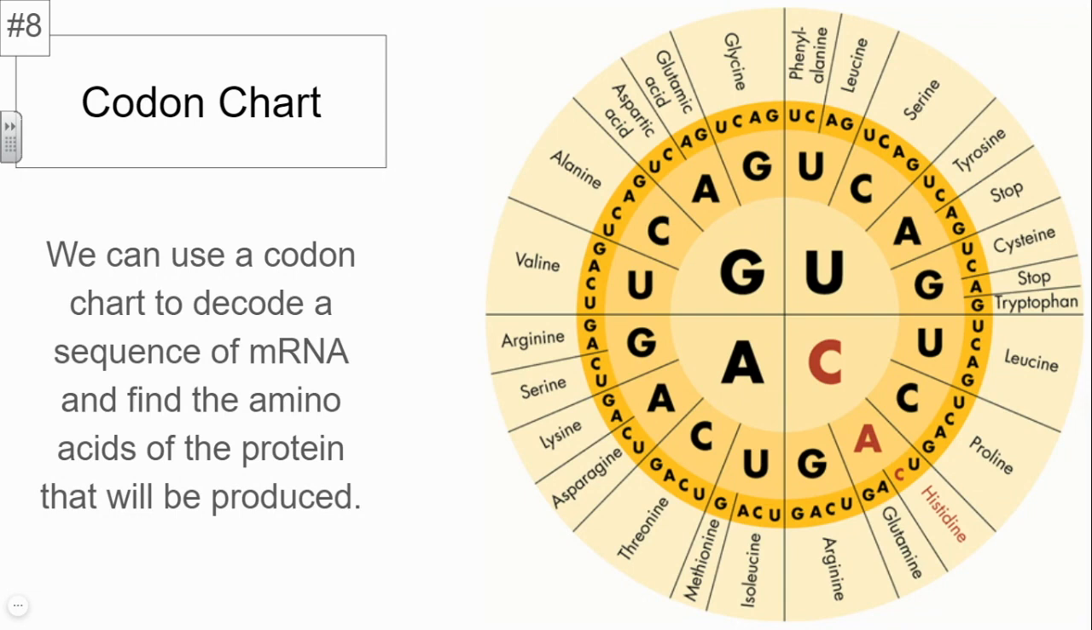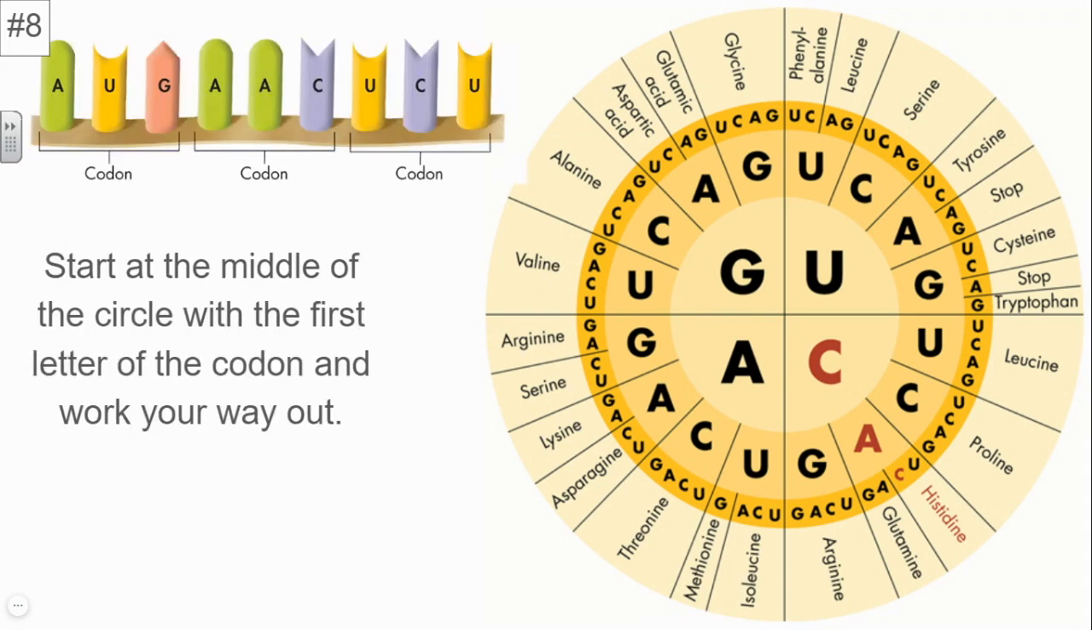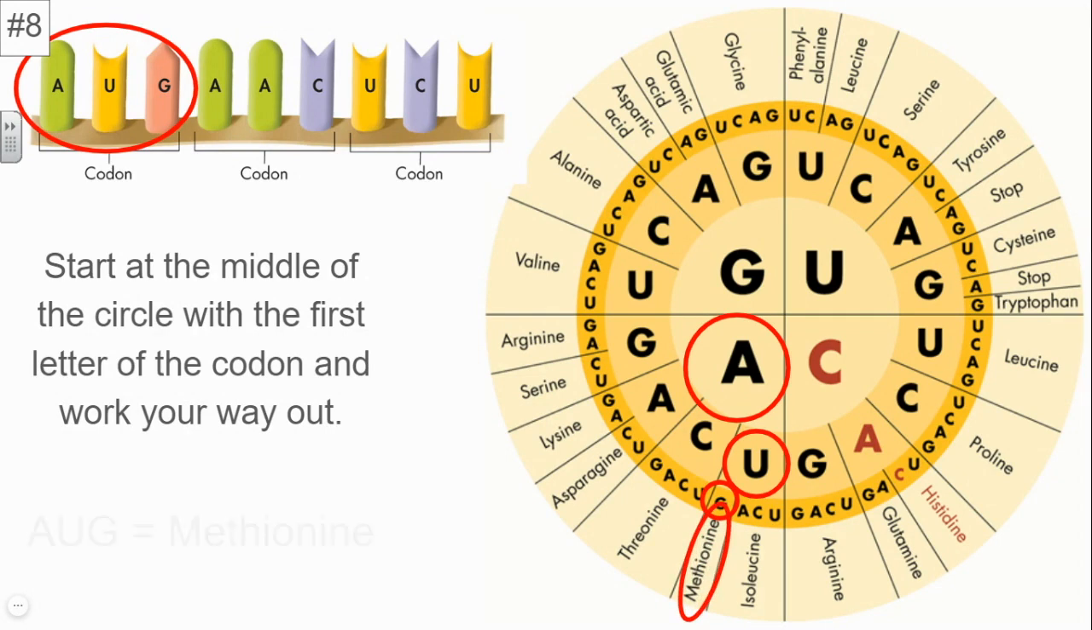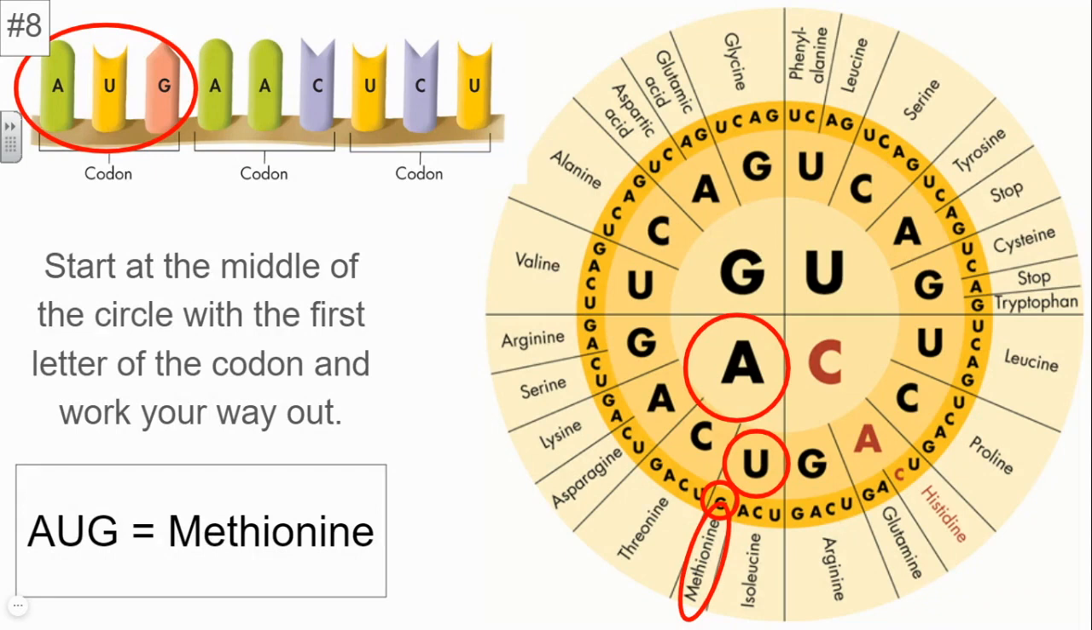We can use a codon chart to decode a sequence of mRNA and find the amino acids of the protein that will be produced. Let's look at our example. Start at the middle of the circle with the first letter of the codon and work your way out. For example, if we'd like to find the amino acid that is specified by AUG, I would start in the center to find the A. Moving out, I would find the U and the G. And this would lead me to the amino acid methionine that matches with AUG.